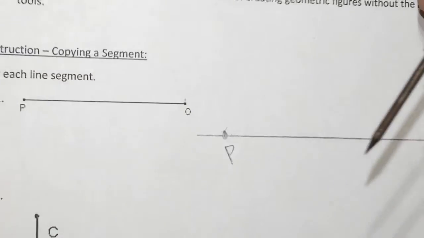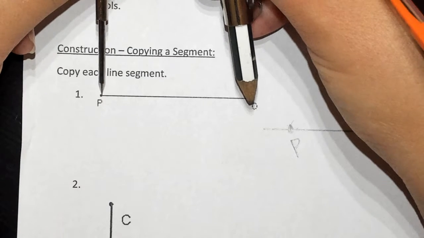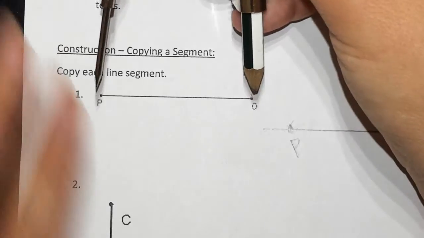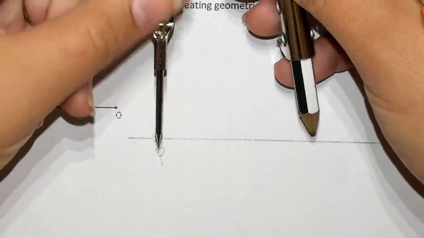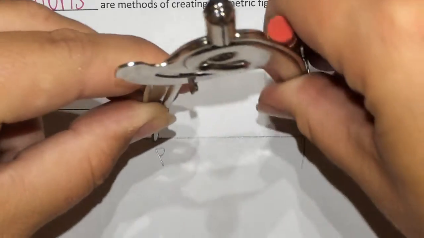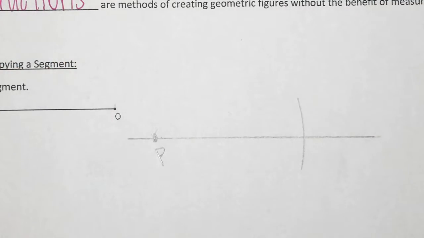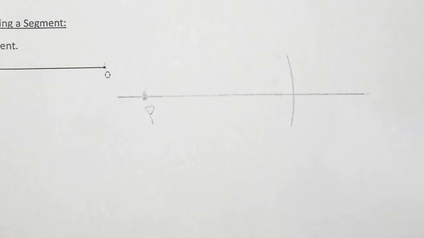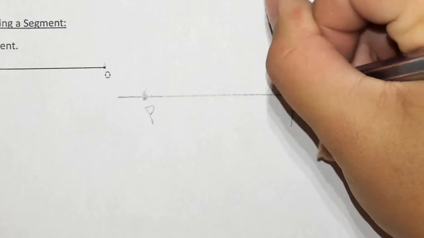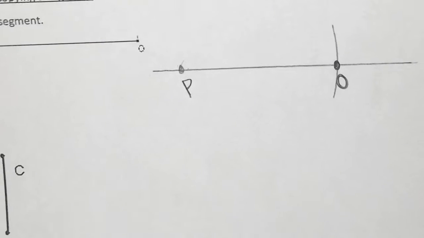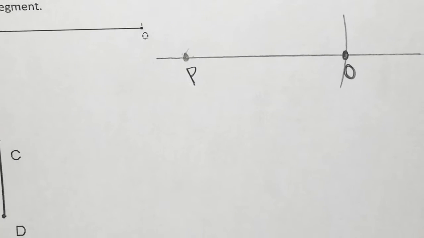If you were having to share, you put your pointy side on P, and then just make sure it's equally lined up with O. Now take it back over here. Put the pointy side on P. Stand it up and make a mark, just a little arc. Wherever it crossed your line, that's your other point. So you just copied the segment without measuring. You just made a construction.